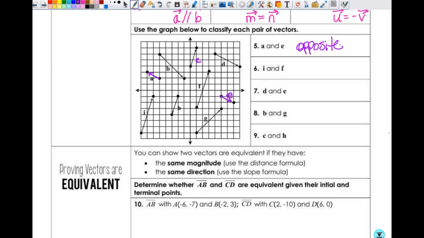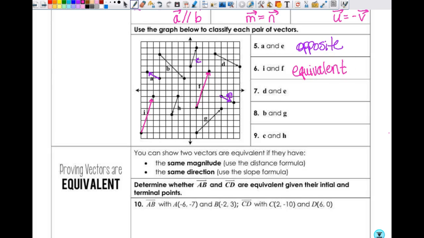Okay. Then I and F. Here's I. Here's F. Equivalent. They have the same slope and the same magnitude, and they're going in the same direction, so these are equivalent, which is a fancy way to say equal.